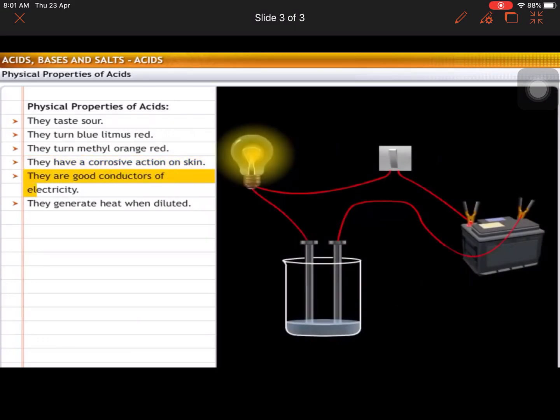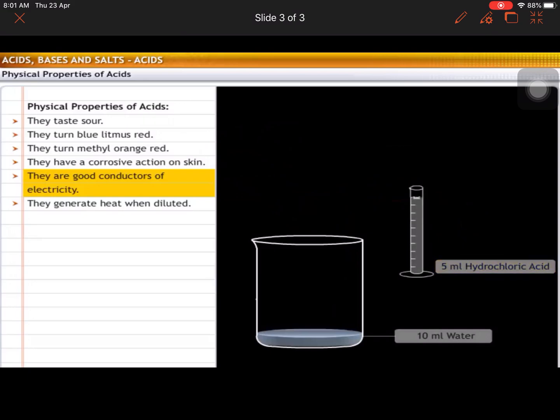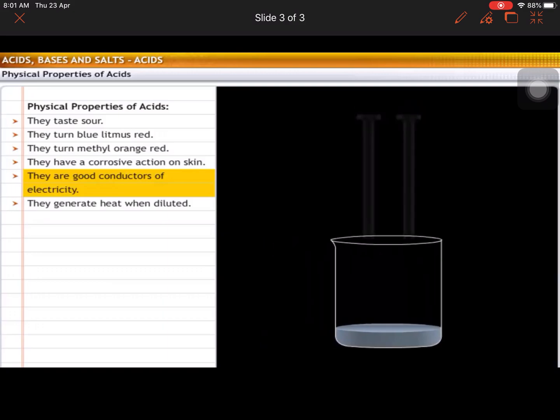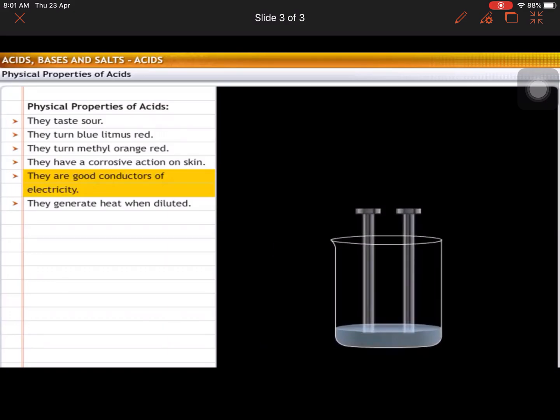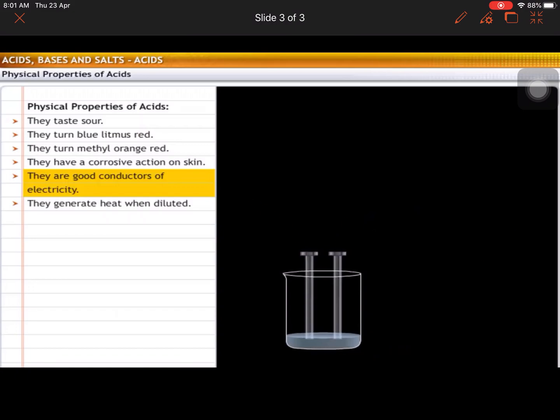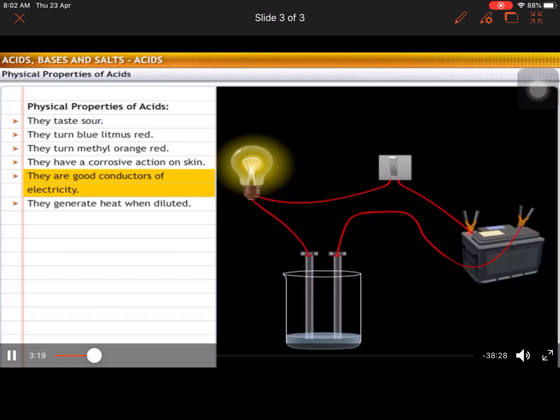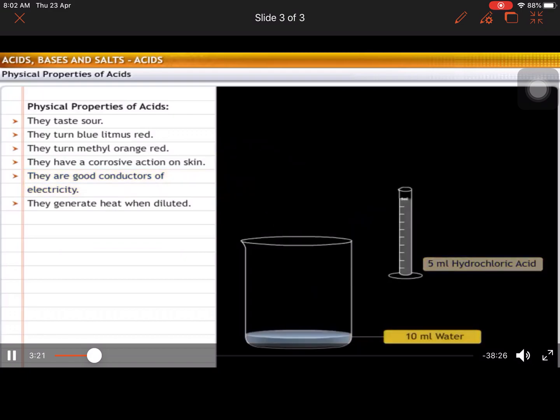Acids are good conductors of electricity. Let's try to prove this through an experiment. Pour 5 ml of hydrochloric acid into a beaker containing 10 ml of water. Suspend 2 carbon rods in the acid. Connect the rods with an electrical wire in series along with a battery, a switch and a bulb. Switch the setup on and see the bulb glow. This shows that acids are good conductors of electricity. Make note of it.